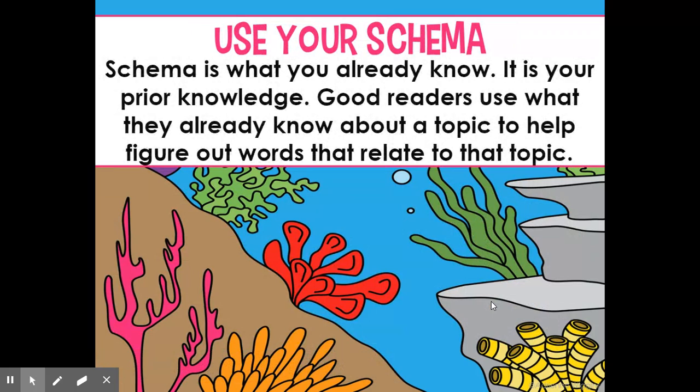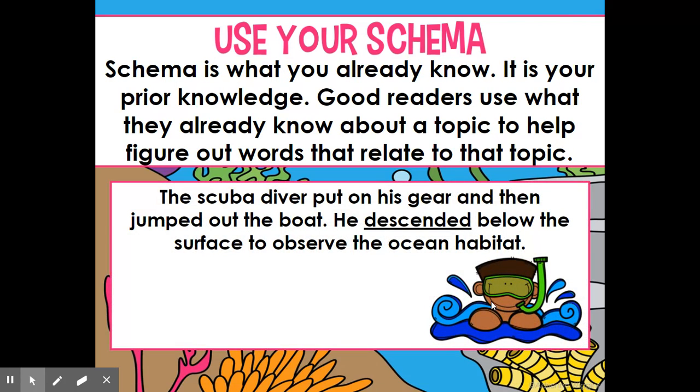Use your schema. Schema is what you already know. It is your prior knowledge. Good readers use what they already know about a topic to help figure out words that relate to that topic. The scuba diver put on his gear and then jumped out the boat. He descended below the surface to observe the ocean habitat.